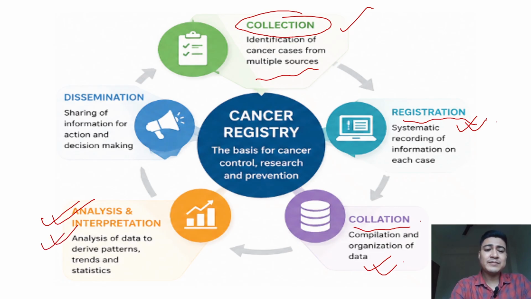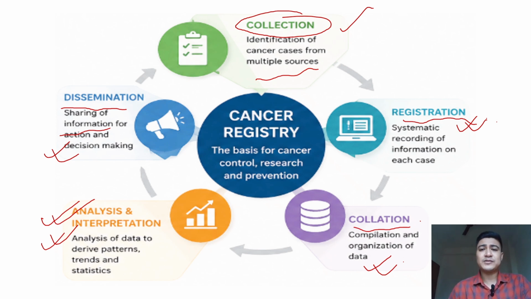After that, this information is disseminated to the authorities. The information disseminated after analysis and interpretation is on what cancer to focus on and what programmatic approach can be taken to reduce the burden of cancer. All such decision making and information sharing is done at the level of dissemination. Accordingly, the budget is sanctioned and the control activities and strategies may proceed further. This is in a nutshell about the cancer registries.